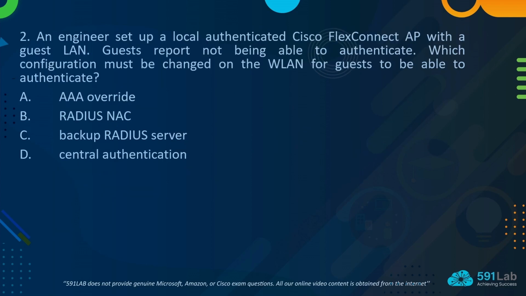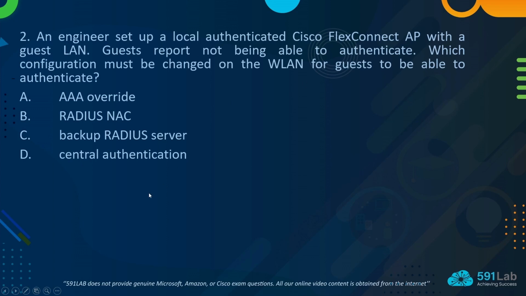Next one. An engineer set up a local authenticated Cisco Flex Connect AP with a guest LAN. Guests report not being able to authenticate. Which configuration must be changed on the wireless LAN for guests to be able to authenticate? Is it AAA override, radius NAC, backup radius server, or central authentication?